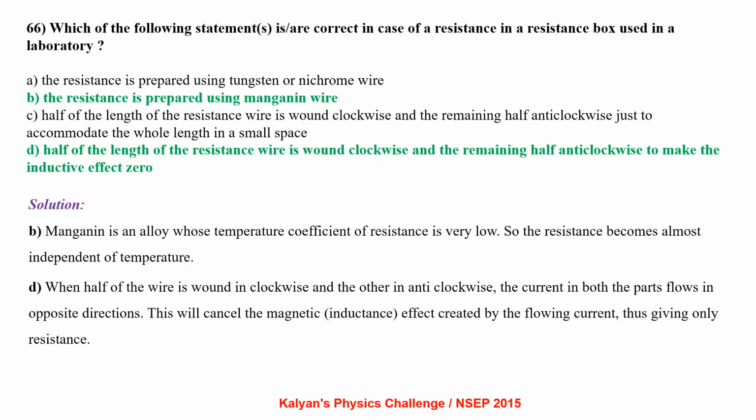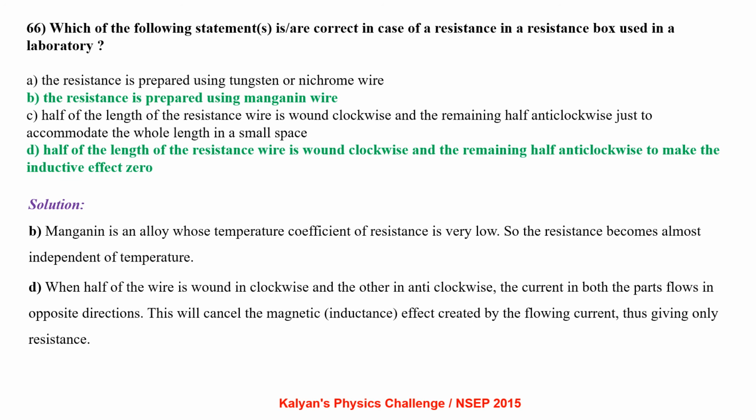Which of the following statements are correct in case of resistance in a resistance box used in laboratory? The resistance is prepared using tungsten or nichrome wire. The resistance is prepared using manganese wire. Half of the length of the resistance wire is wound clockwise and the remaining half in anti-clockwise direction just to accommodate the whole length of the wire in a small space. Half of the length of the resistance wire is wound in clockwise and the remaining half in anti-clockwise direction to make inductive effect 0. Options B and D are correct here.